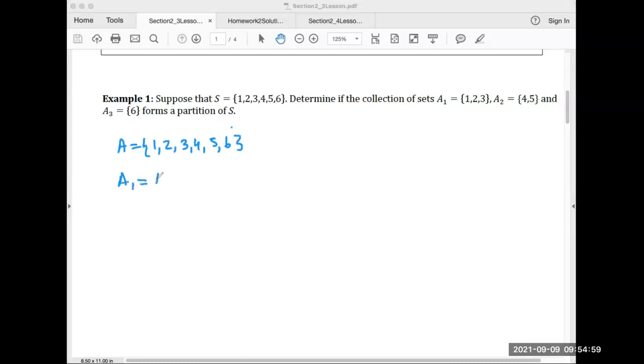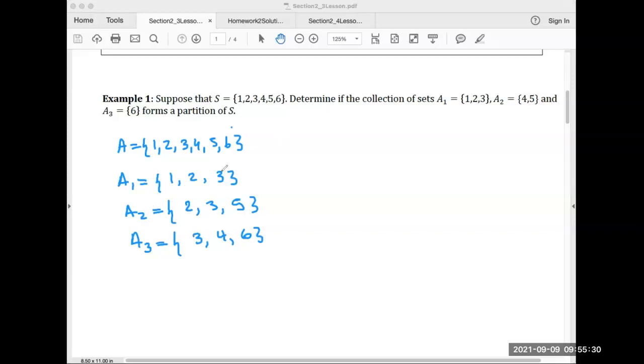A1 is 1, 2, 3. A2 is 2, 3, 5. A3 is 3, 4, 6. Do I have all of them? 1, 2, 3, 4, 5, 6. Okay, good. So I have all the elements accounted for.